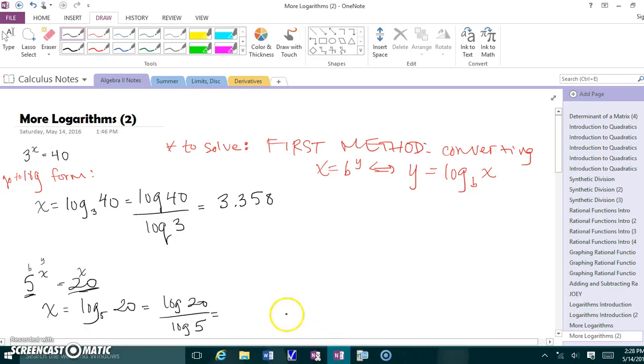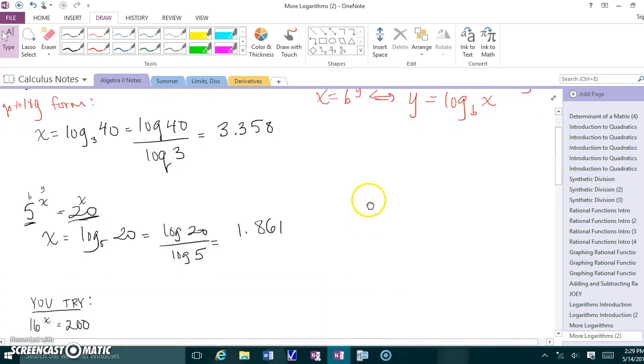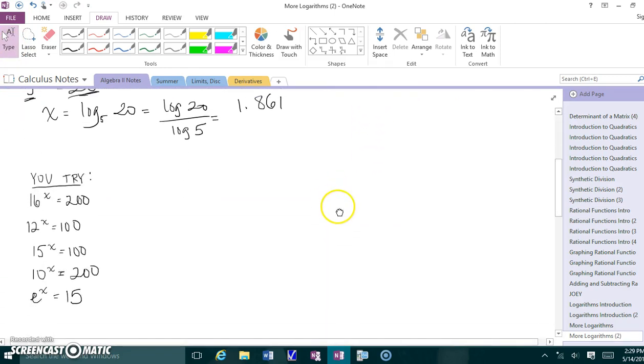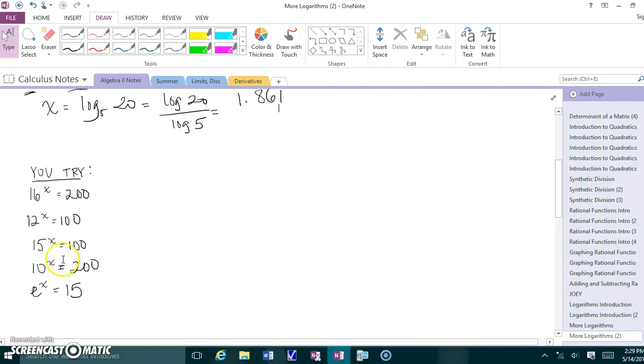1.86. So yeah, it's close to 2, a little bit less. So again, all you're doing is converting to logarithmic form using change of base to get it as a decimal answer. So why don't you go ahead and do these 5. Nothing too crazy here. They're all 1 step. Pause the video and do these now.